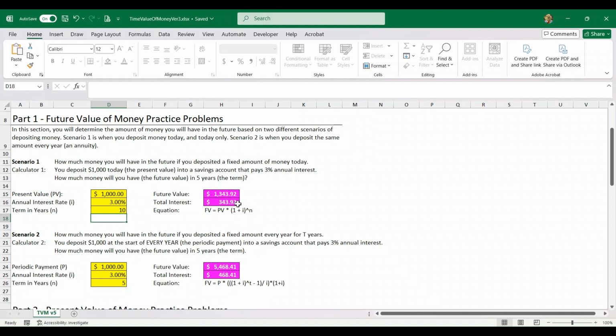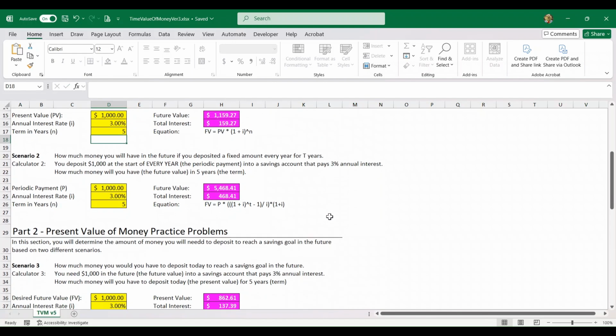So you'll notice as well that the total amount of interest, so you would say $1,000, 3%, that's $30 per year, 10 years, that's $300. You can see that total interest, $343.92. That extra $43.92 is because of compounding of interest again. So play with these and see how they change based upon how you change the input parameters.